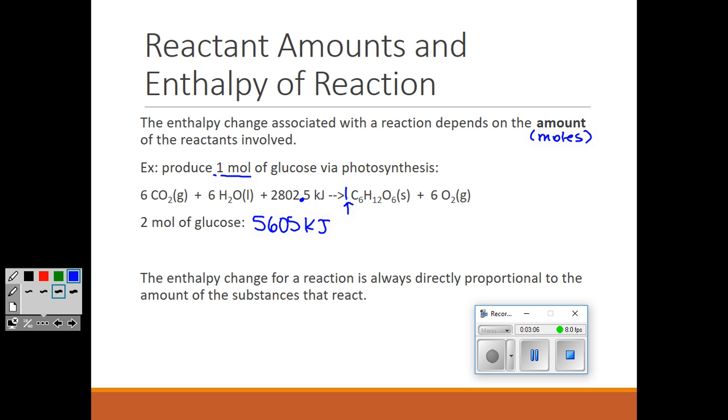Now you might not have needed a formula to come to this logical conclusion that we came to for photosynthesis. Well, if I want twice as much glucose, I need twice as much energy. However, there is a formula, and that's what we'll talk about on the next slide. So before I go there, does anyone have anything that they would like to ask about this idea of amount and how enthalpy depends on amount?